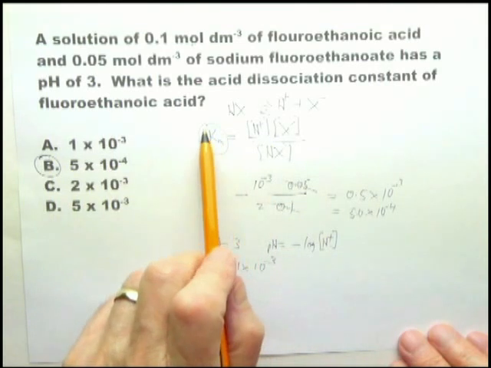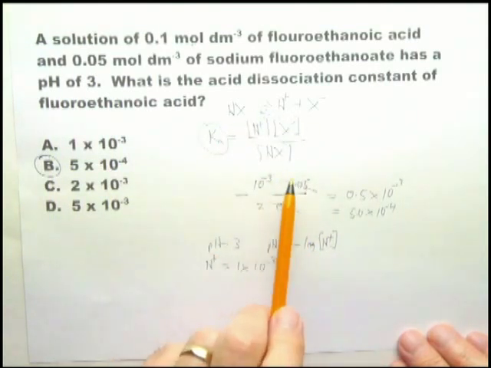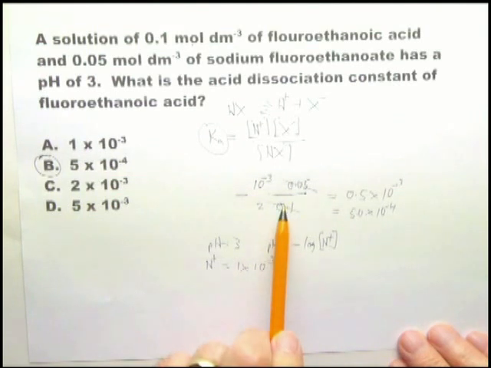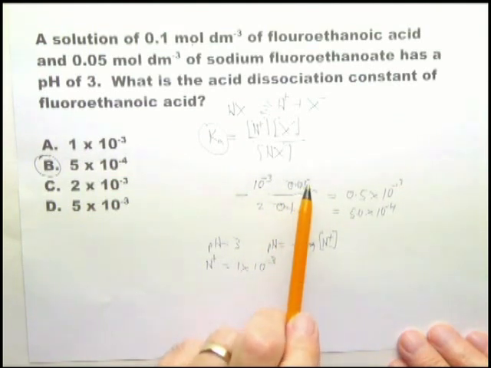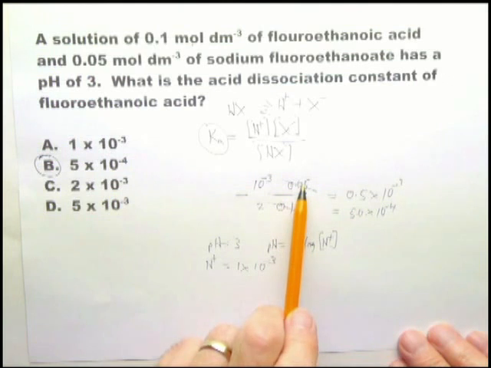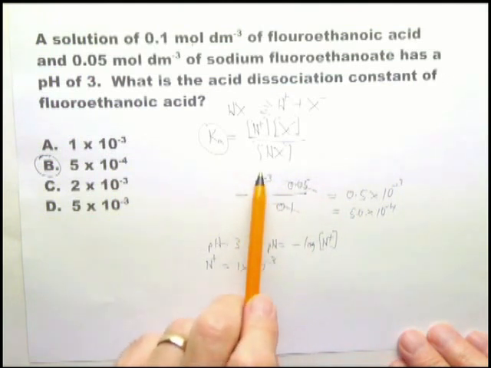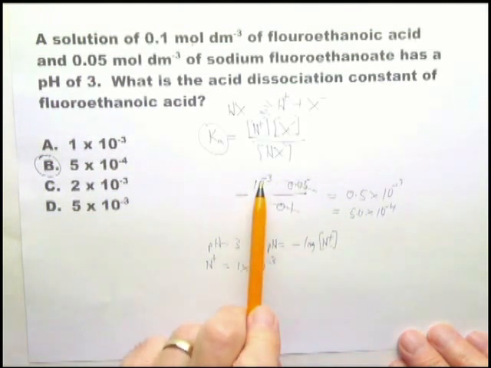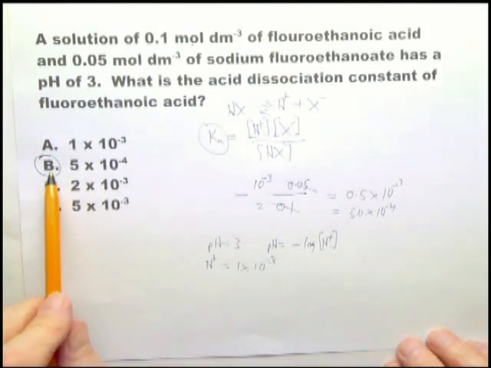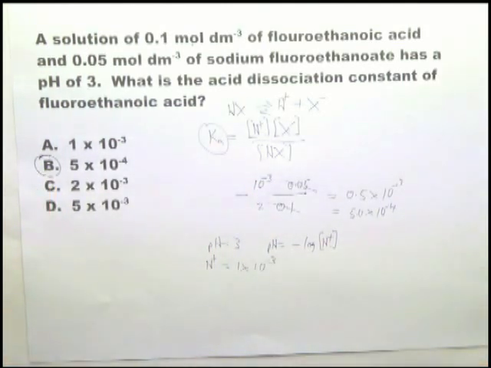Because all you have to do is write this down, put these figures in. This is the concentration of the acid. This is the concentration of the salt, sodium salt. And this is the concentration of hydrogen ion. And the answer is B, 5 times 10 to the minus 4.